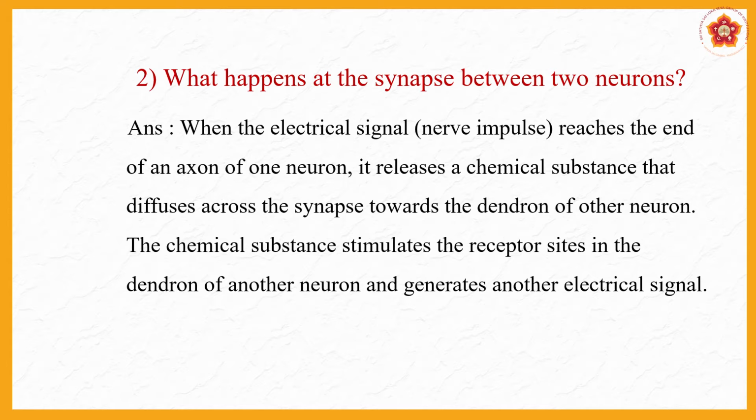The chemical substance stimulates the receptor sites in the dendron of another neuron and generates another electrical signal. The gist of this is the axon which has carried the response in the form of electrical signal reaches the other neuron's dendron, then it gets diffused, spread. And that, spread in the other neuron's dendron, again converts itself into electrical signal. It means the nerve impulses start to move from one neuron to the other neuron in a regular manner only because of the synapse that is found between the neurons.